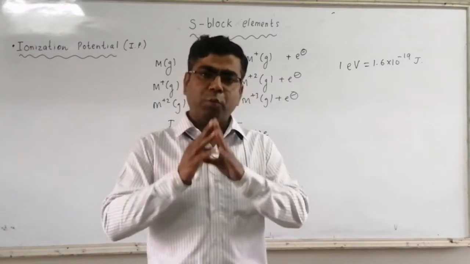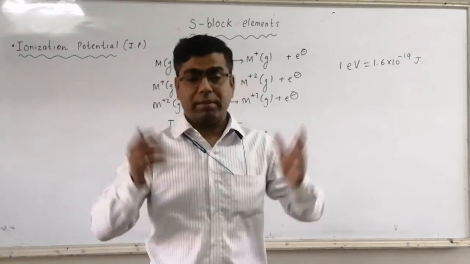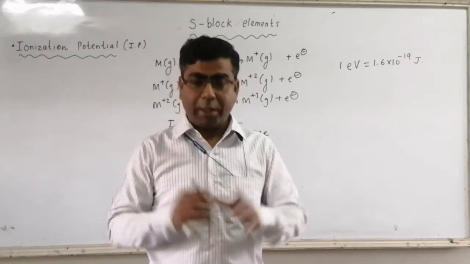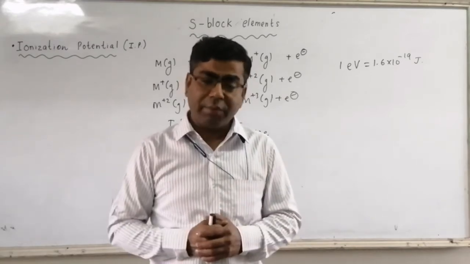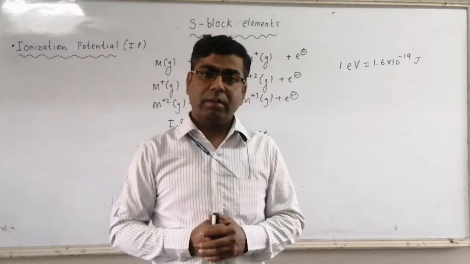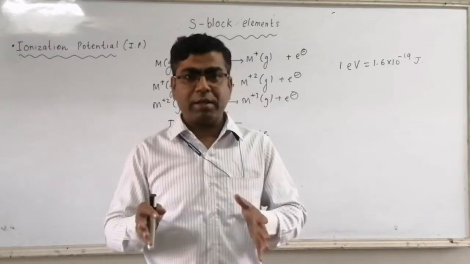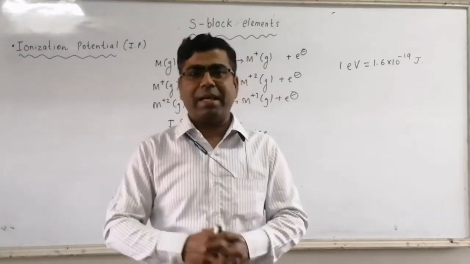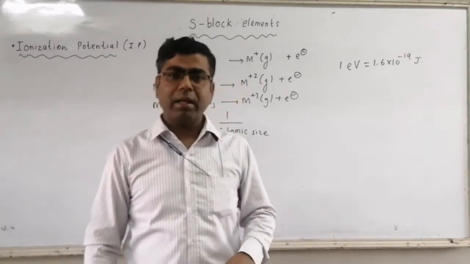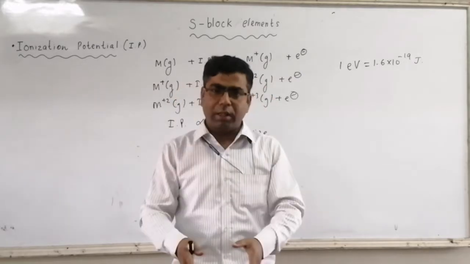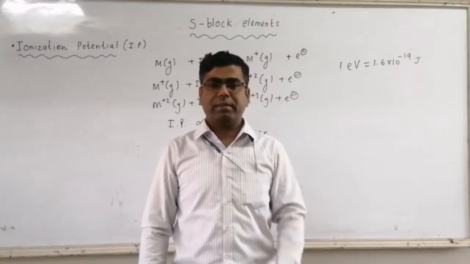When we move from top to bottom in a group, what happens? Atomic size increases due to progressive addition of new energy levels. Distance between nucleus and valence shell will increase, due to which force of attraction between nucleus and valence shell electron will decrease. So removal of electron will be easy. So here we can say that when we move top to bottom in a group, value of IP decreases.